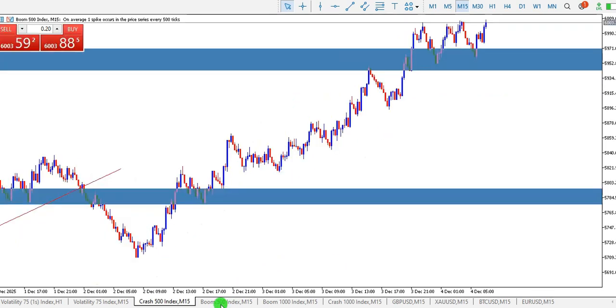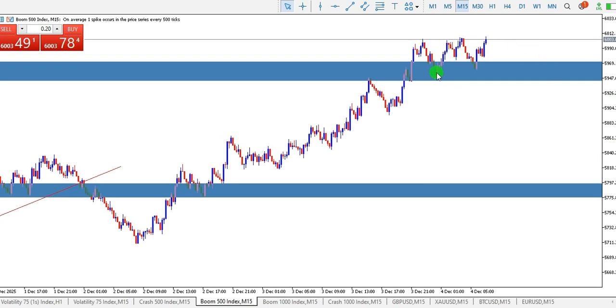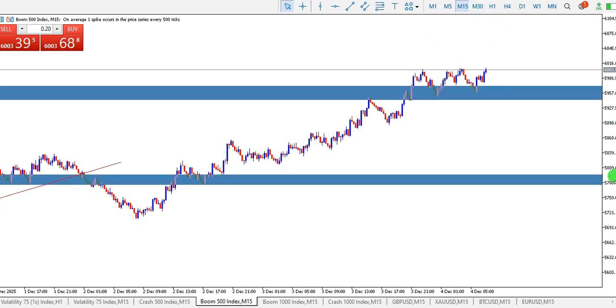Now going over to the BOOM 500. BOOM 500 is currently on the bullish side, and of course we just broke above our recent high. Should you actually buy right now? I'm currently in a buy on my BOOM 500, and of course my stop loss is already at this level right here, and then you can see my take profits. Take profit is 1 to 2.5. That was a 2.5 around here.